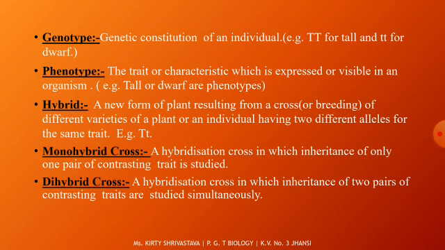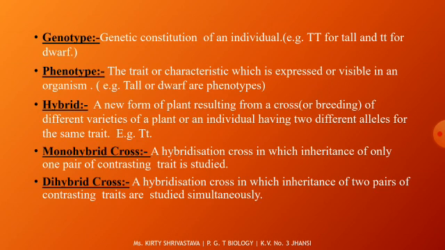Whenever a trait or an inherited character is expressed or is visible in an organism, it is called the phenotype. For example, phenotype for genetic constitution capital T capital T is tall, whereas the phenotype for genetic constitution small t small t is dwarf. Yet another important definition is that of a hybrid. Hybrid refers to a new form of plant resulting from a cross of different varieties of an individual having two different alleles for the same trait. For example, capital T small t together is a hybrid of a homozygous tall and a homozygous dwarf plant.